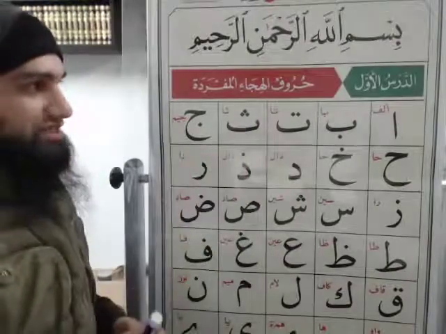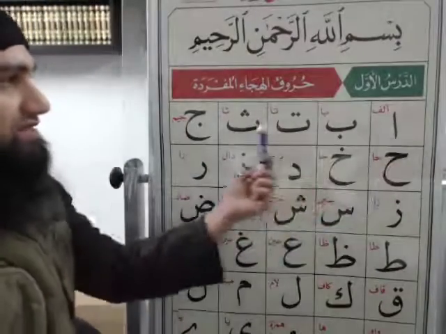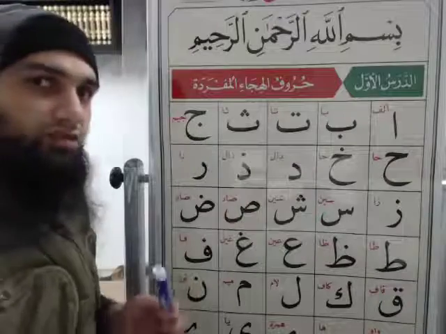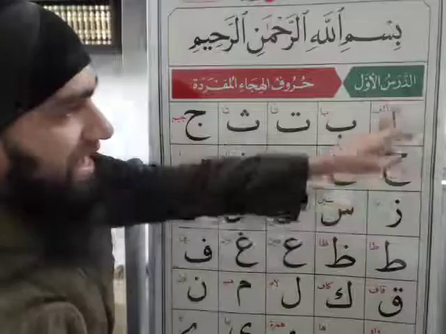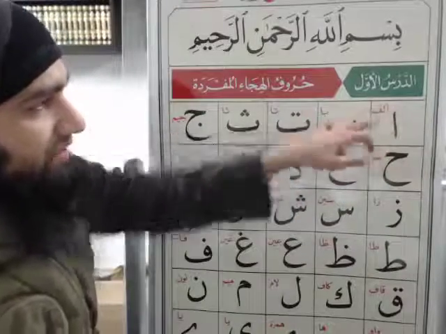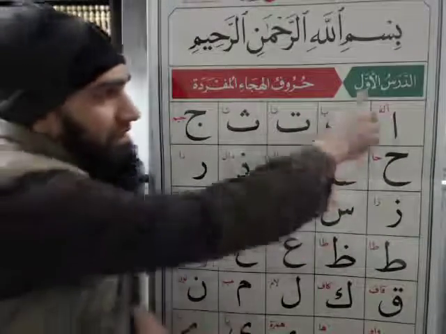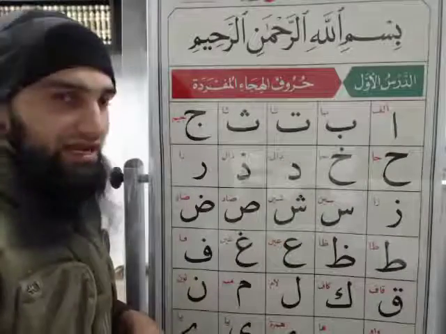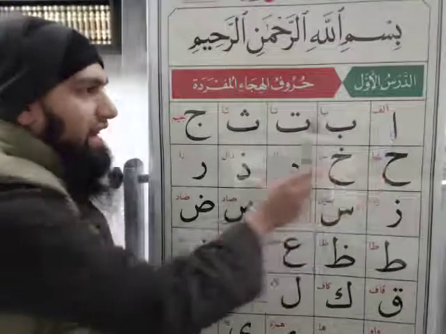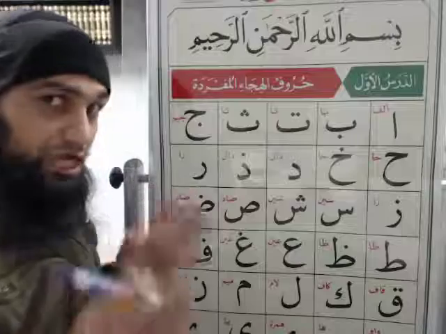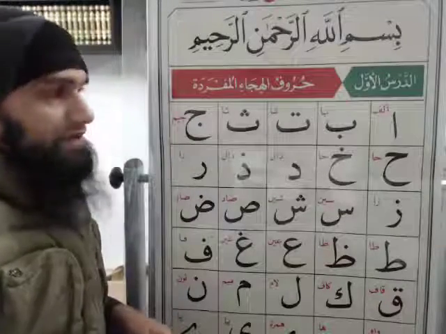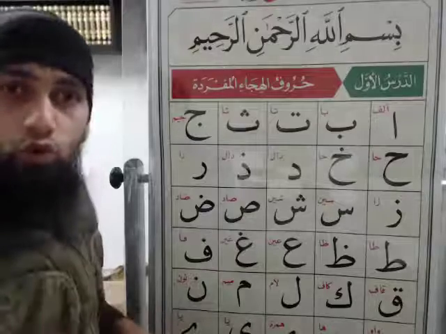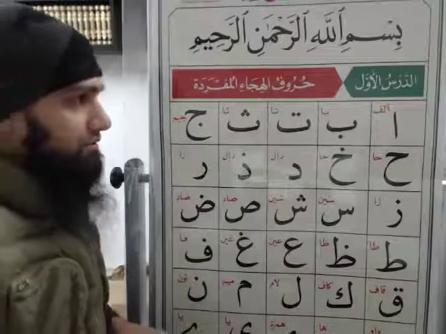So let's begin, inshallah. Here you see each box has one individual letter. Number 1, we have the first letter, alif. In red you have the name of the letter, and in black, these are the actual shapes of the letters. We'll begin and you just follow, inshallah.